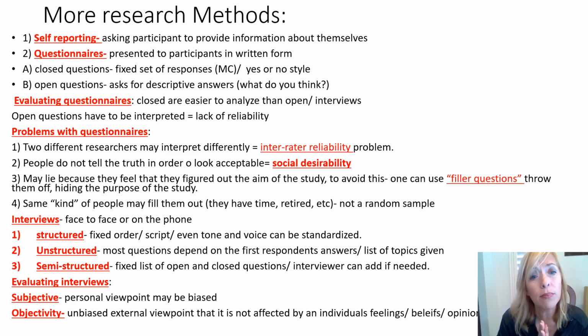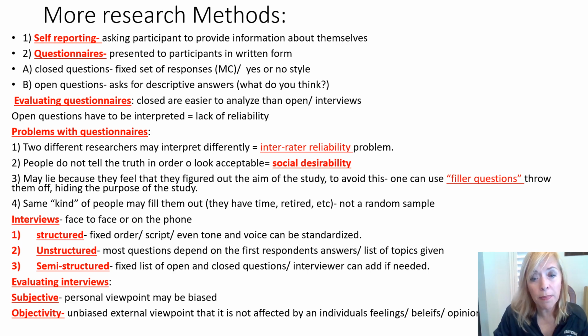Now the problem with questionnaires is that two different researchers may interpret the information differently, and that's called inter-rater reliability. People also might not tell the truth when they're answering out loud, and that might have to do with social desirability. A person might not answer objectively because they don't want to be embarrassed or they want to answer what everybody else is answering.